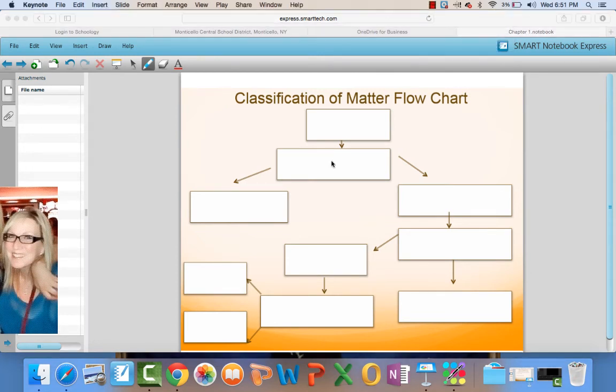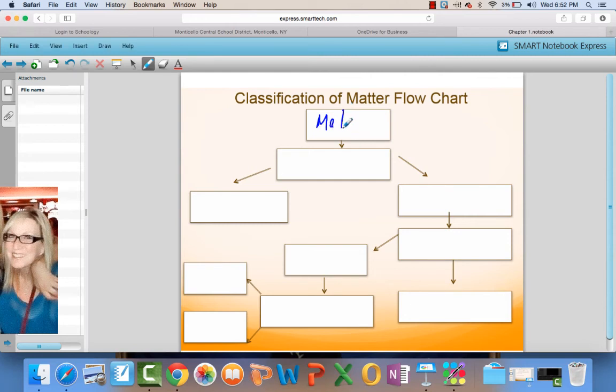So you don't have this in your notes. I'm just going to review what we've been talking about. So we have matter at the top, and then we ask ourselves, is it uniform throughout when I'm looking at something? So that's the question that I say to myself. Is it uniform throughout? If the answer is yes, then it is homogeneous.